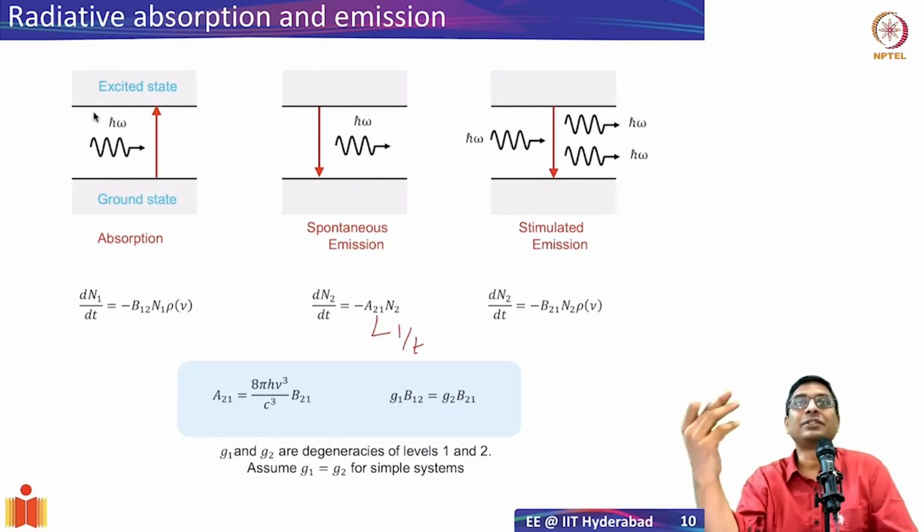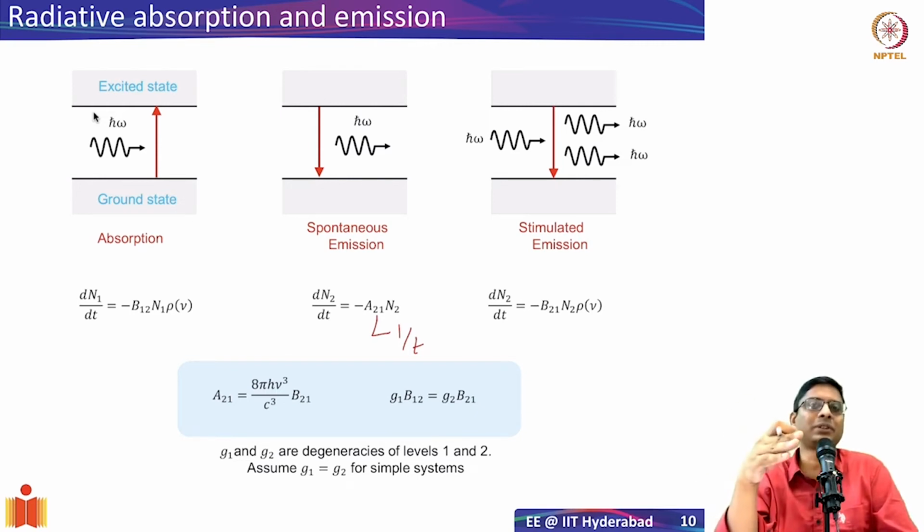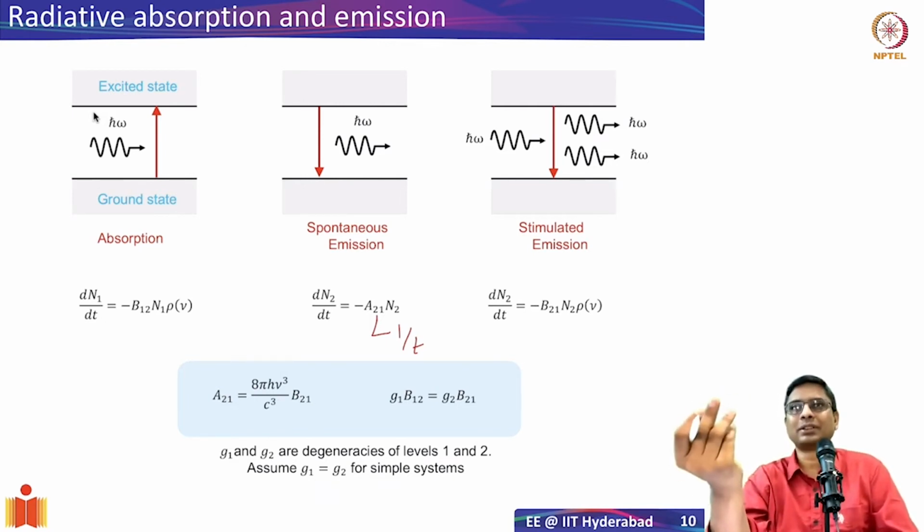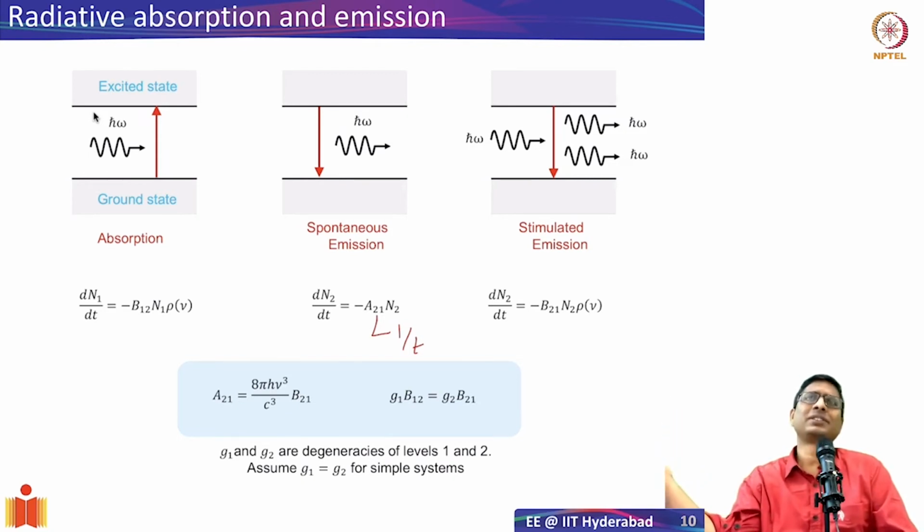When you have an incident field, you have to talk about the distribution of the field. In the case of absorption, we looked at what wavelength and what density come into the picture. In stimulated emission also, what the stimulating field is becomes important. But in spontaneous emission, there is nothing that excites it, so we don't put in any field.